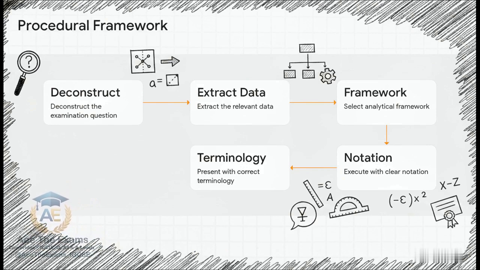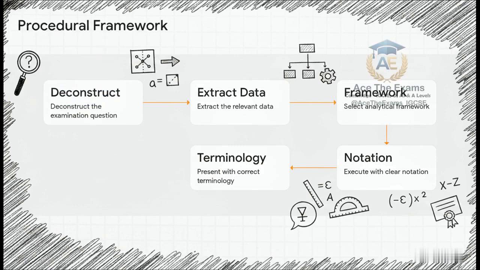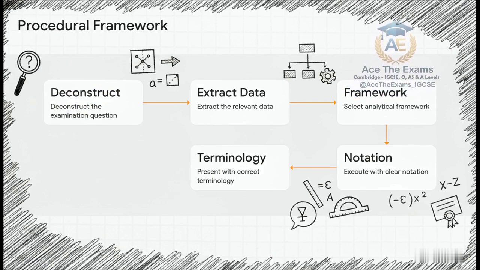What is the core problem? Step 2, extract the relevant data. Pull out those coordinates, gradients, whatever they give you. Step 3, select the correct analytical framework. Step 4, execute with crystal clear notation. Seriously, don't be sloppy here. Use your headings, annotate your work. And finally, Step 5, present your answer using the precise, correct terminology.